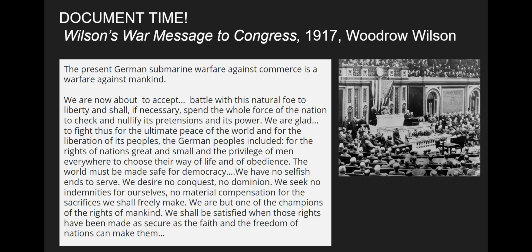He wants people to have what's called self-determination, when you get to have a say over what kind of government you have, what your way of life is. And he wants democracy all around the world.